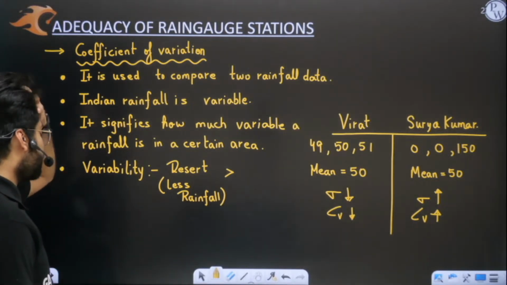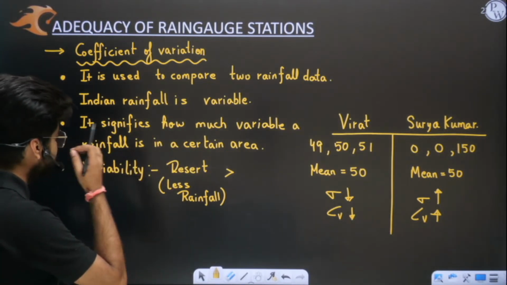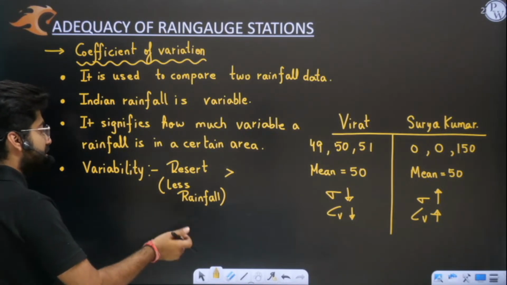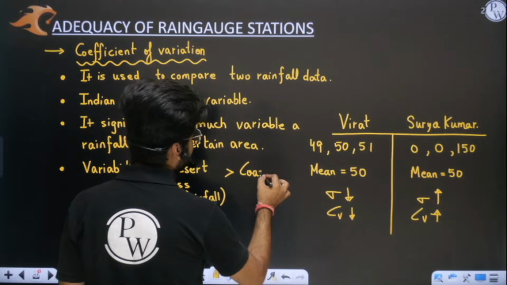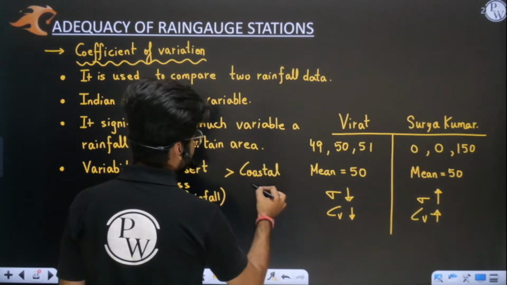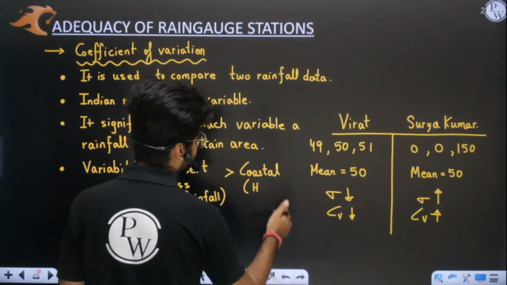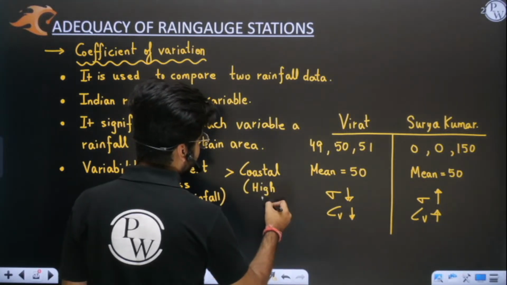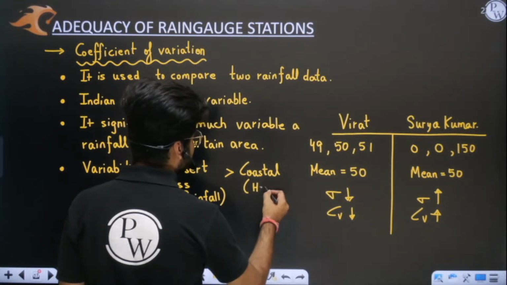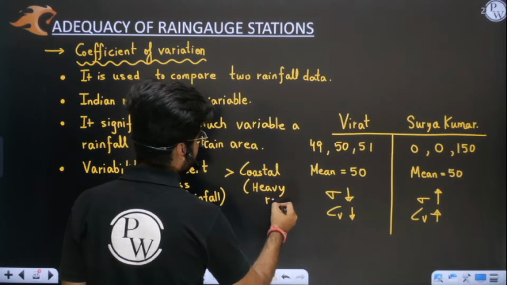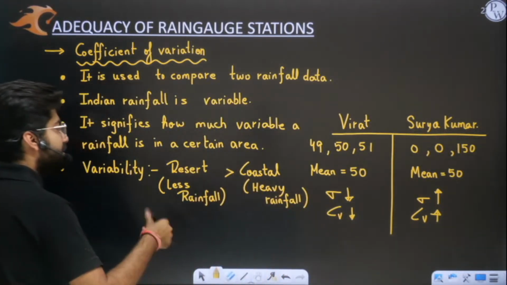Okay, let us come back to desert. We have to compare these areas. One is your desert place, which has less, scarce rainfall, so their variability will be more. And if we talk of coastal areas or hilly areas, places where we have heavy rainfall or more frequent rainfall, the opposite of less will be heavy here. So at places where we have heavy rainfall, their variability will be less.